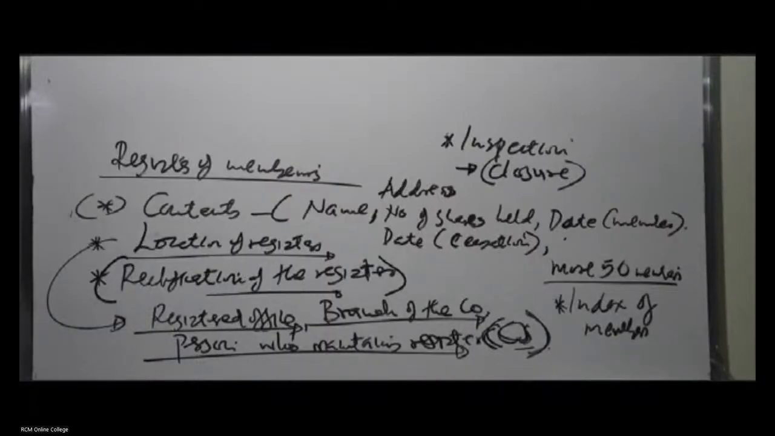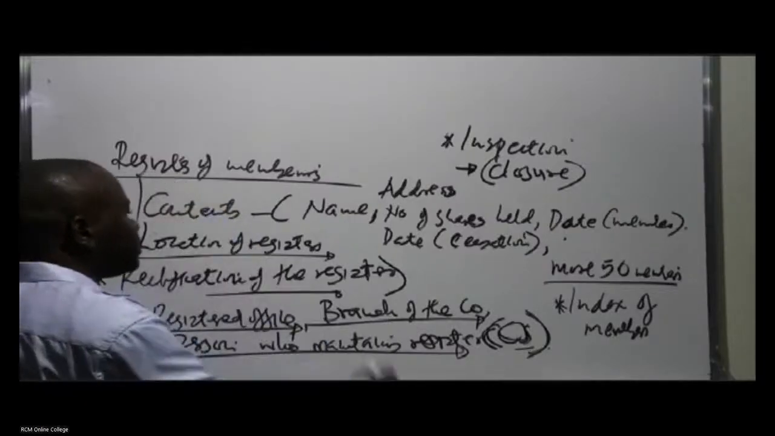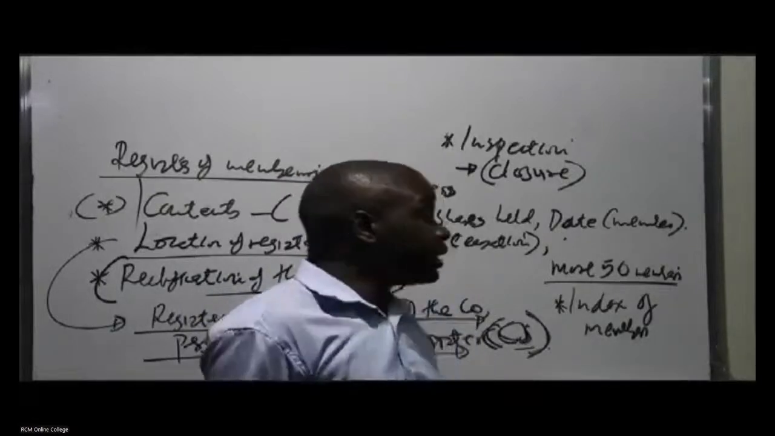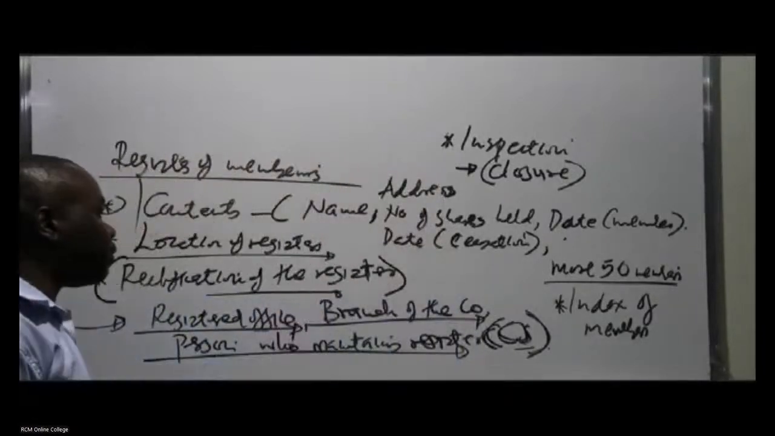The most commonly tested area in this area of register of members is the contents. All the other things I've talked about, they rarely test them, like closure, but you have to be aware of them.